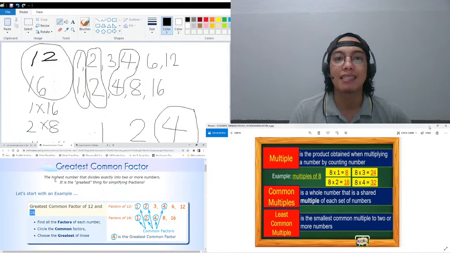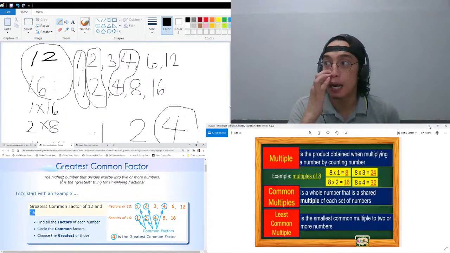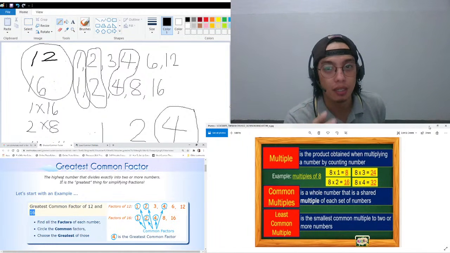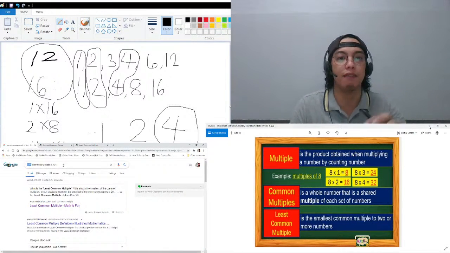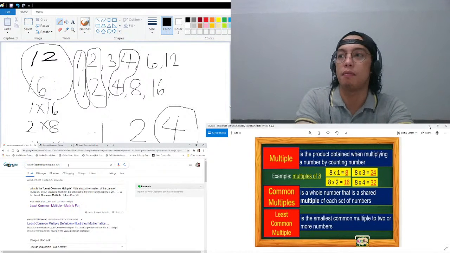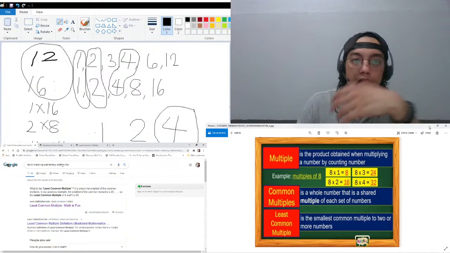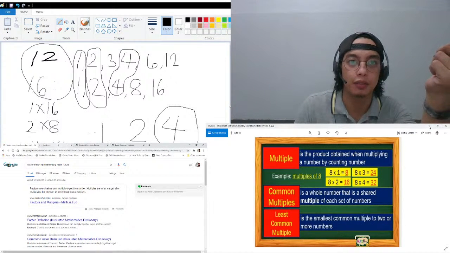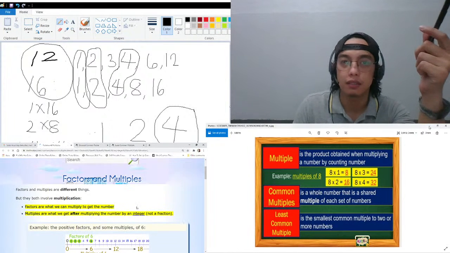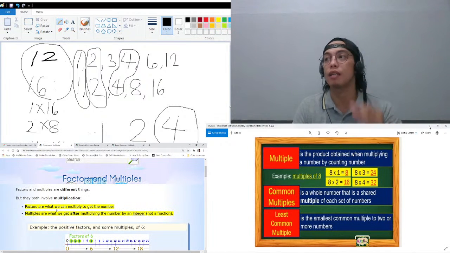Yan. It's the highest number that divides exactly into two or more numbers. So ang mga kinadakang factor. Ato i-search ang sa term sa factor. Meaning, factor. Factors and multiples. You need these ones. A factor are what we can multiply to get the number.